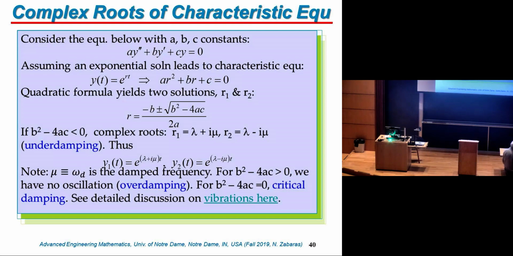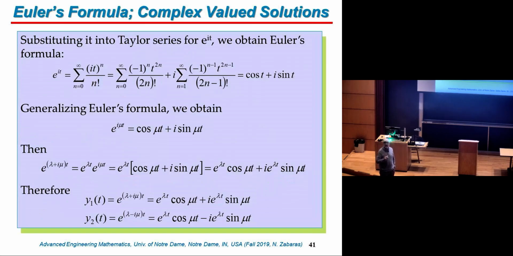So the solutions have a term e to the lambda t, both of them, all right, that can grow or decrease with time depending on whether lambda is positive or negative. And then they have these exponential terms, e to the i mu t and e to the minus i mu t. So what type of solutions are those? When you hear e to the i mu t, remember Euler's formula? What is e to the i mu t?